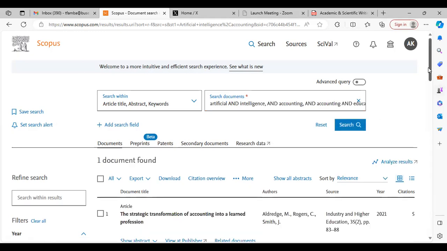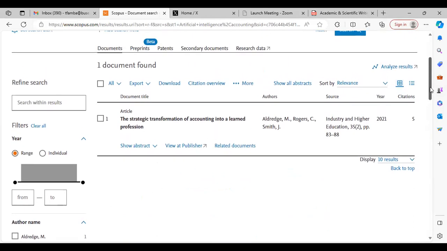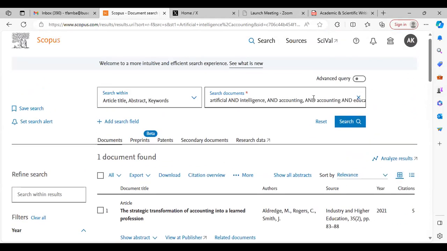So what has happened here is we have searched and we found only one paper, which is the strategic transformation of accounting into learned profession. So probably there's something wrong with our search, so we need to change. Let's remove machine learning.